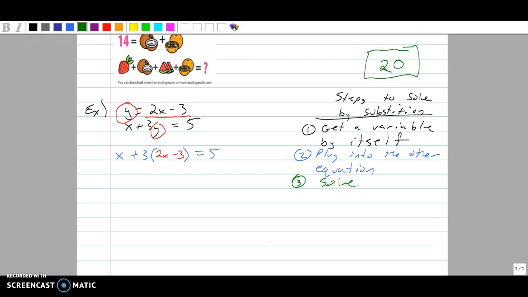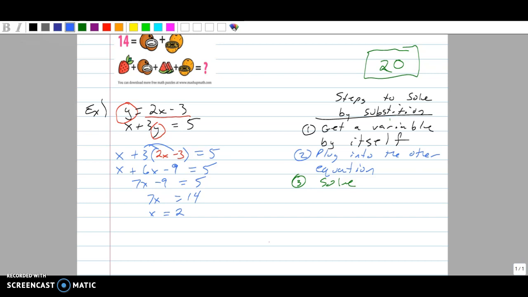We're going to solve. So, first thing we got to do here to solve this is distribute. x plus, we're going to distribute and get 6x minus 9 is equal to 5. Combine like terms. x plus 6x is 7x minus 9 is equal to 5. We're going to add 9 to both sides. If you need to add 9, go ahead. But I'm just going to... 7x is equal to 14. And finally, the last step, x is equal to 2. x is equal to 2.